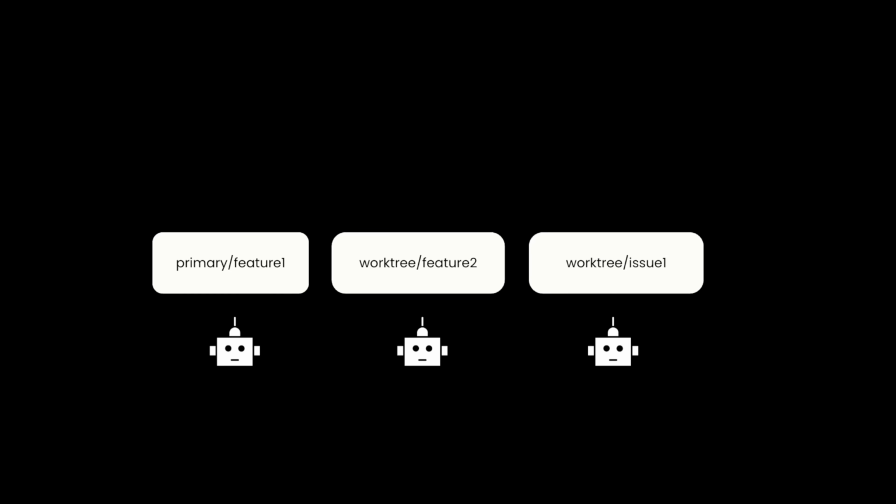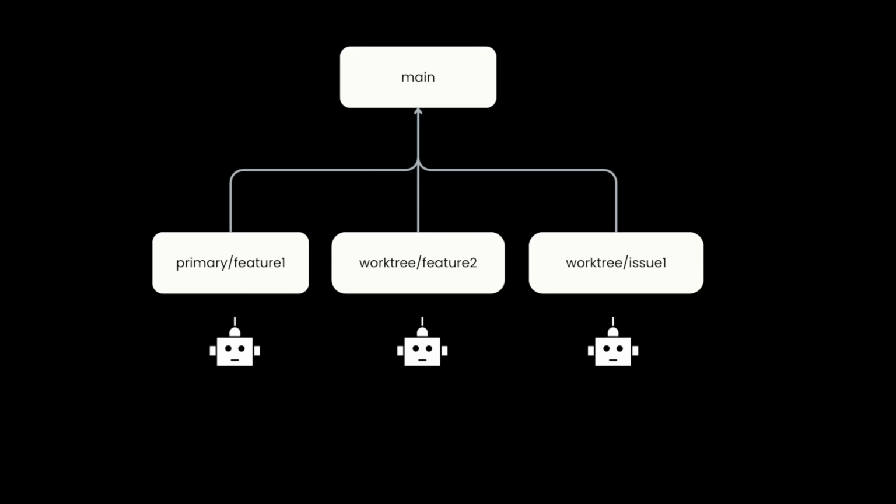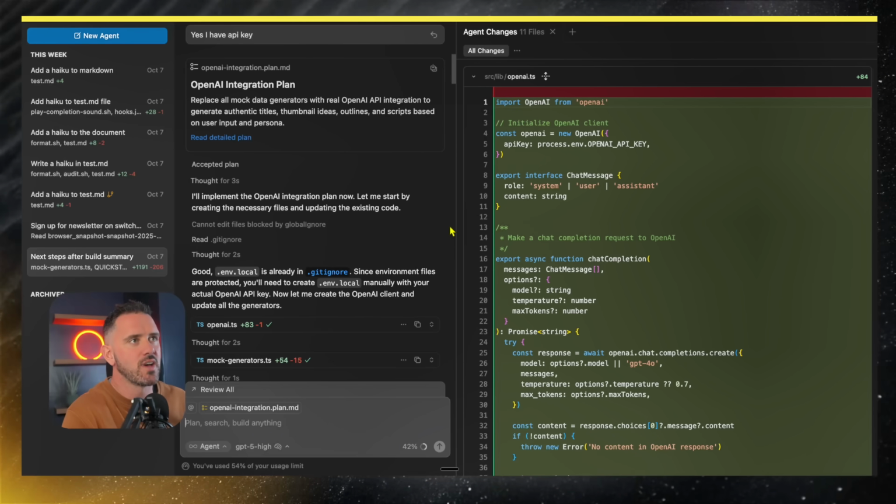I can have a background agent running on something else and maybe multiple work trees on issues I've pulled from GitHub, and they're all going to be separated. So this is basically orchestration of agents. Now, all of this being said, if you're a beginner, you need to learn how to build one app with one agent before you can manage multiple agents working at the same time.